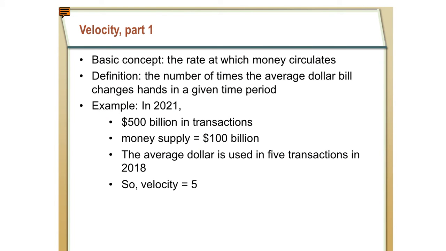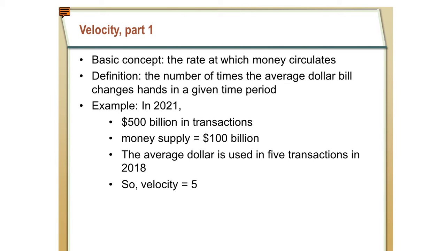In order to talk about the quantity theory of money, we first need to have a good understanding of what velocity is. So this might be a new term for you. The basic idea is that this is how many times a typical dollar is spent, the rate at which money circulates. So for instance, let's say in the economy we have $500 billion worth of transactions, and we have $100 billion worth of money that can be used to facilitate those transactions.